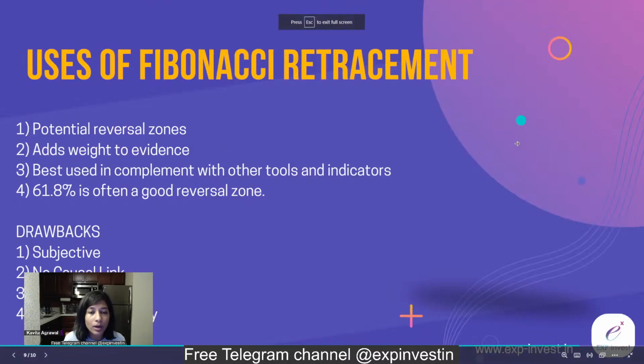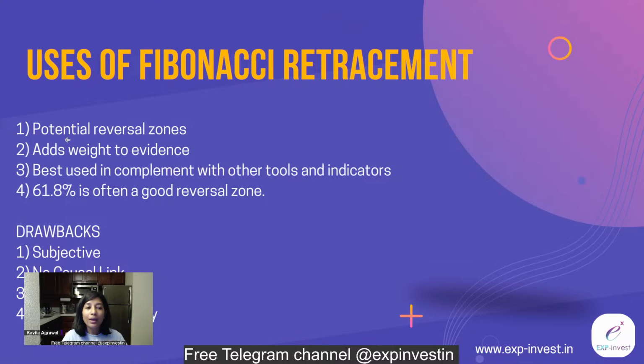So going back to our presentation, like I was saying, the potential reversal zones can be identified in advance, but there is no guarantee. Fibonacci retracements add weight to our existing cluster of evidence. It does good as a secondary tool, not as a primary tool. It is best used in complement with other tools and indicators.